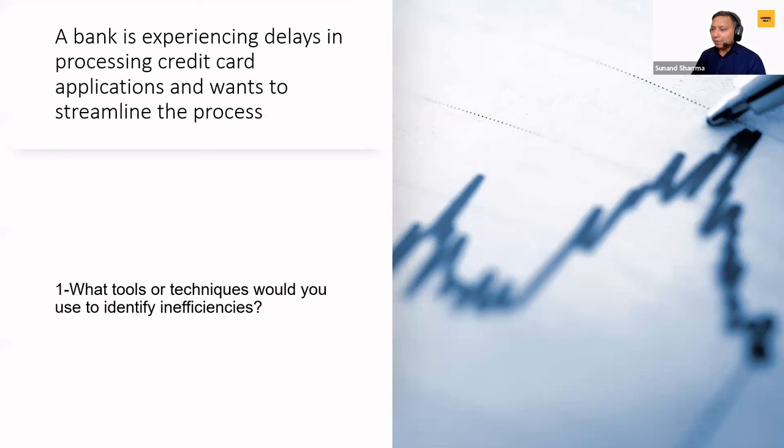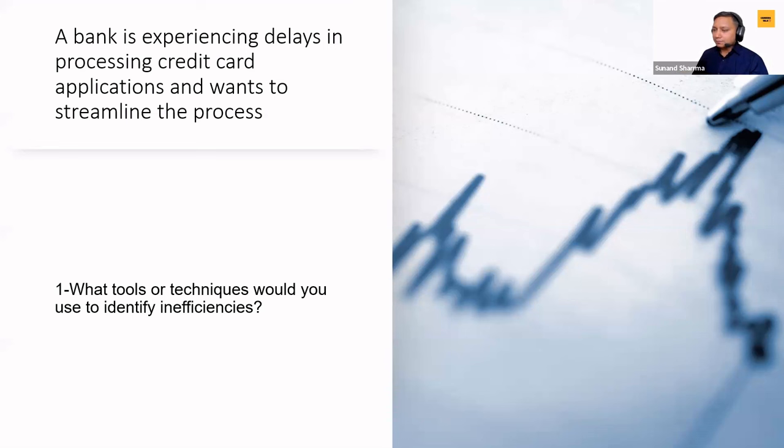Then we can apply the lean principles that help in identifying the waste in the process. So in Six Sigma, we have tools like DMAIC, which is define, measure, analyze, improve, and control. So that will help in reducing the process variability and improve the efficiency. Then we have something called time and motion studies. Now, conducting time and motion studies allows us to measure the time taken for each step in this particular process. So this helps in pinpointing stages that take longer than expected.